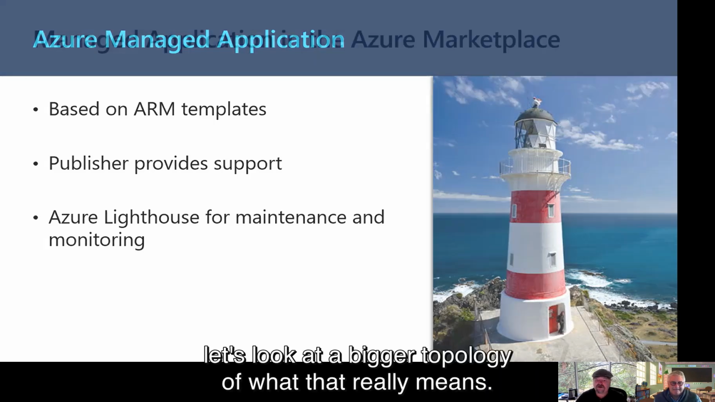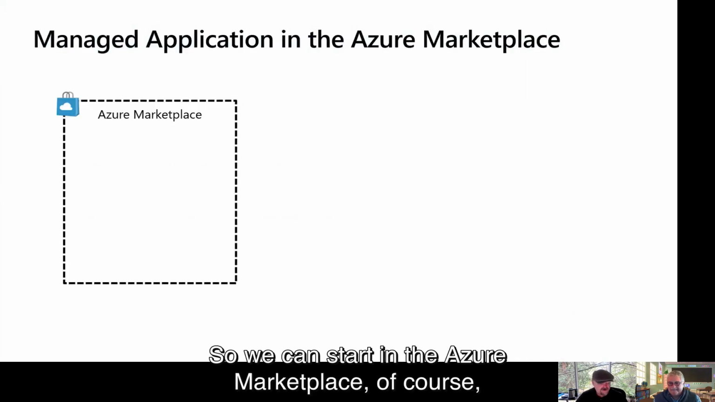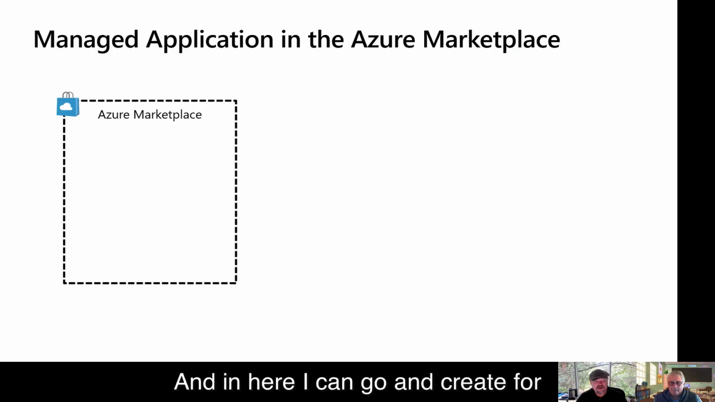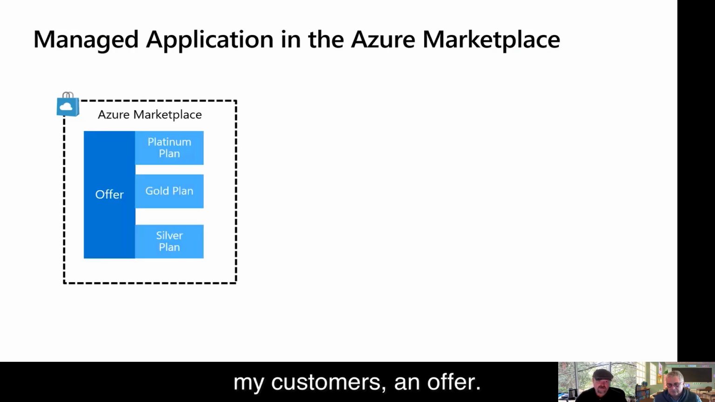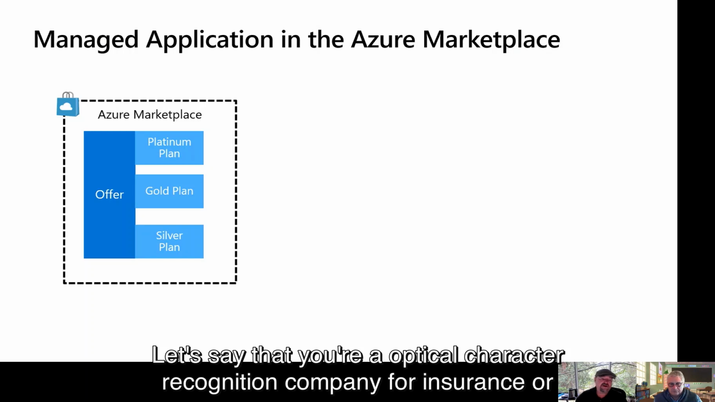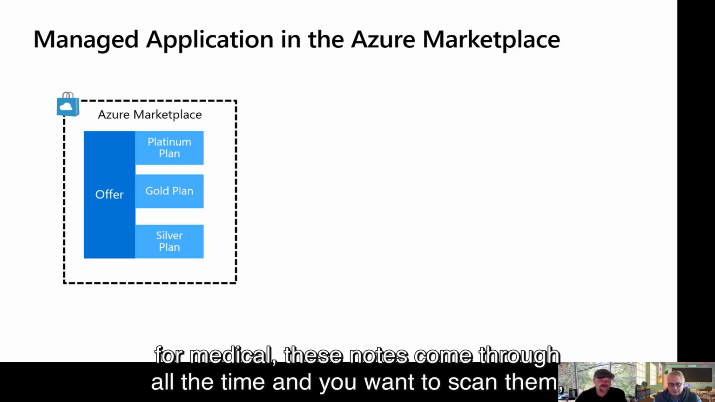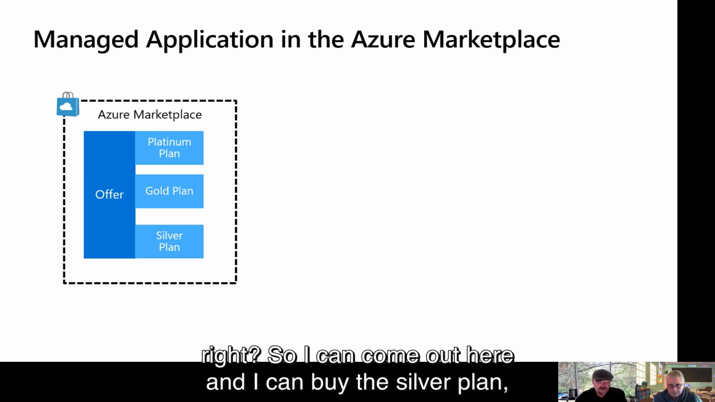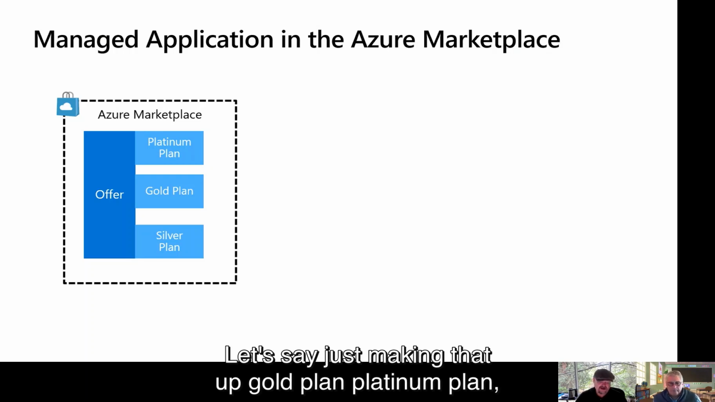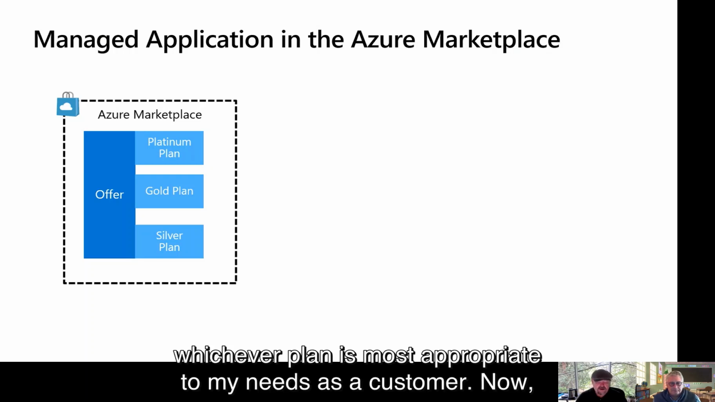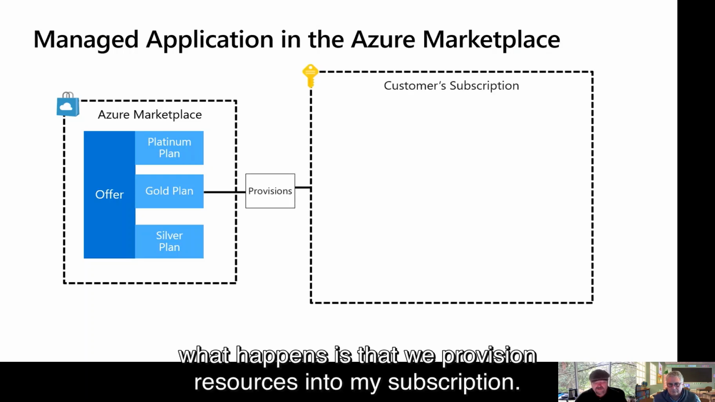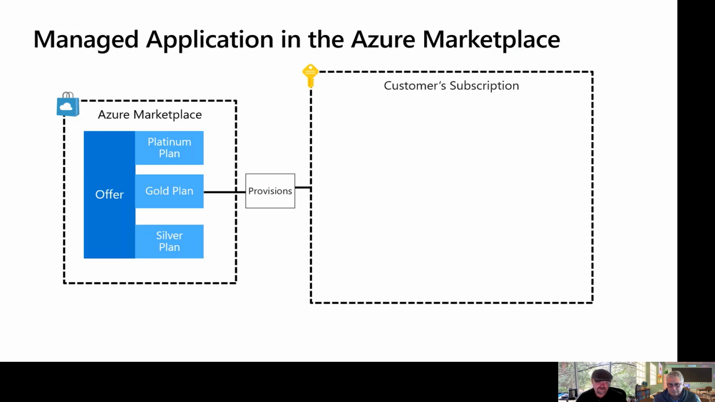Now, I've talked a couple of times about the fact that this lives in your customer's subscription. Let's look at a bigger topology of what that really means. We can start in the Azure Marketplace, of course, because that's where all of this begins. In here, I can create an offer for my customers. Let's say that you're an optical character recognition company for insurance or for medical. These notes come through all the time and you want to scan them. So I can buy the silver plan, which gives me N number of scans per month, let's say, just making that up. Gold plan, platinum plan, whichever plan is most appropriate to my needs as a customer. When I purchase that plan, what happens is that we provision resources into my subscription.